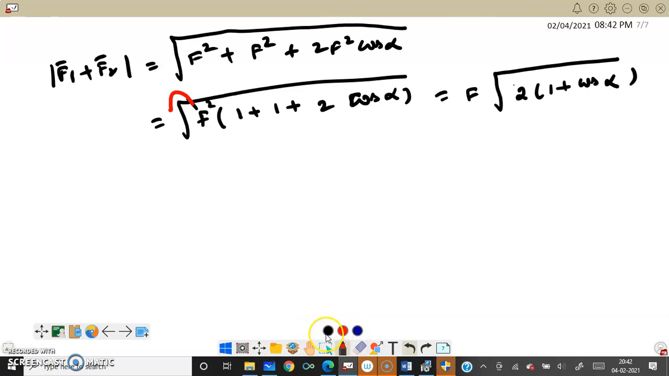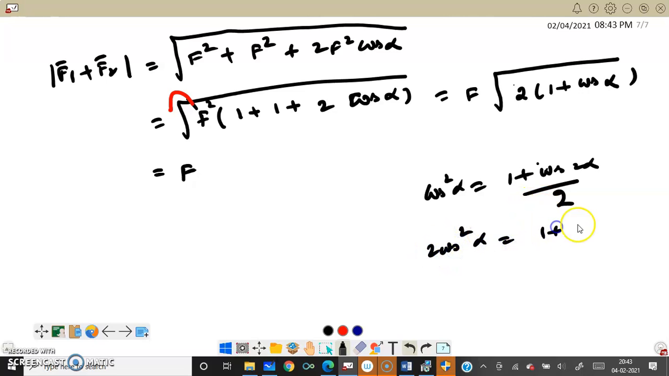So you can use the formula, I hope you know the formula. So F into, what is 1 plus cos alpha? What is cos square alpha? That will be easy for you to understand. Cos square alpha is equal to 1 plus cos 2 alpha by 2, right? So 2 cos square alpha is 1 plus cos 2 alpha. Here I am dividing the angle by 2, so 2 cos square alpha by 2 is 1 plus cos alpha.